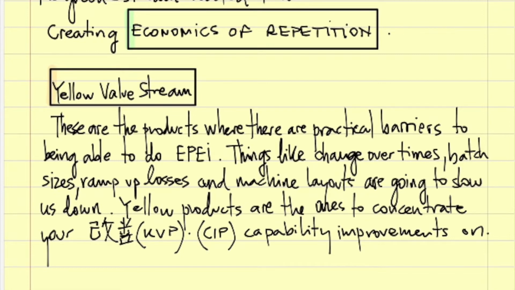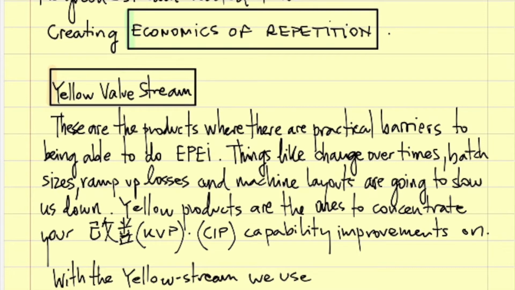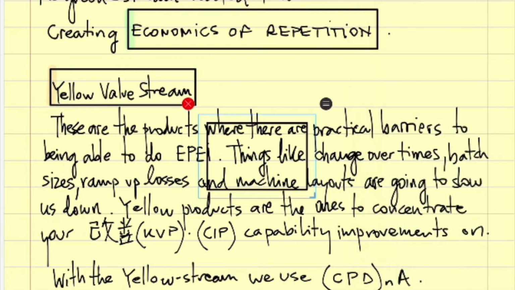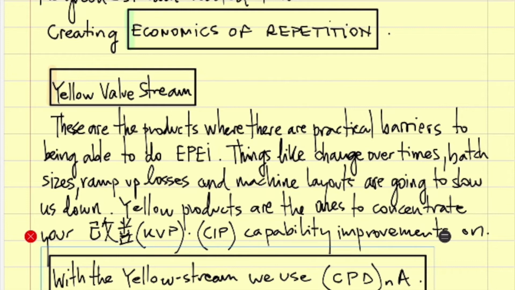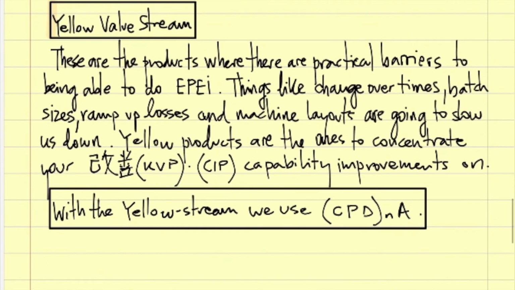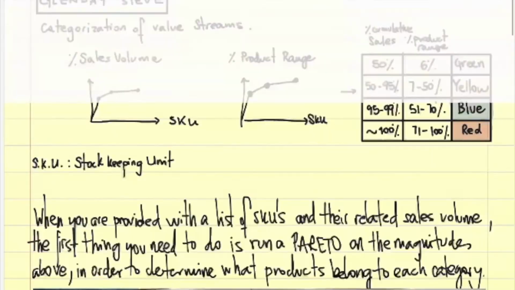Yeah, so we use here with the yellow stream, we use CPDNA. Okay, this is our management strategy. We don't use the CPDNA on our cash cow, on the green flow, on the green stream. We use the Kaizen on the yellows, okay? Because there we don't lose so much. It's just still 40% of our business, okay?